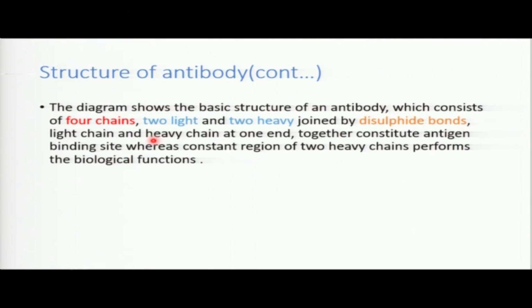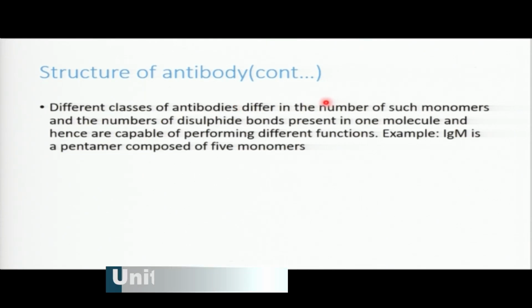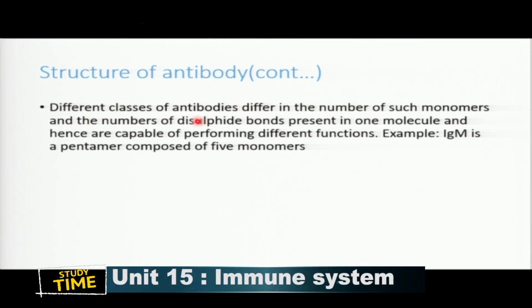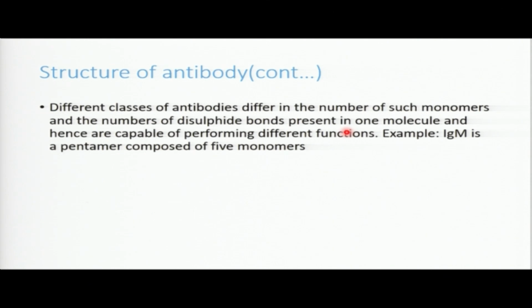We have also what we call the constant regions of the 2 heavy chains, that region that is not changing. We also have another one that is a variable one. So we now have different classes of antibodies. They differ in their monomers and the number of disulfide bonds. Are you together? So we have different antibodies, and they also carry different functions. We are going to see it.